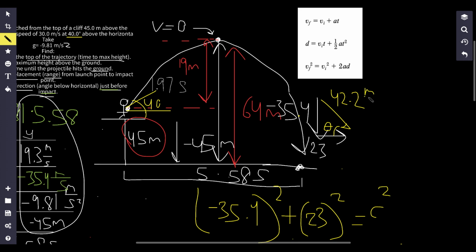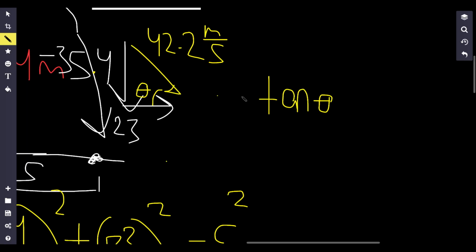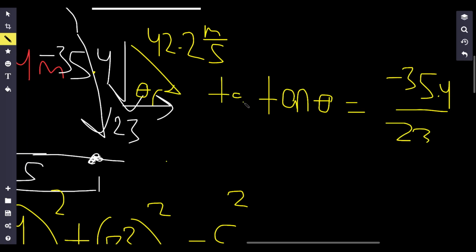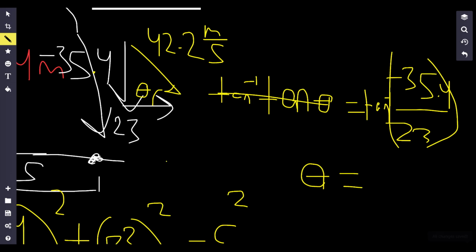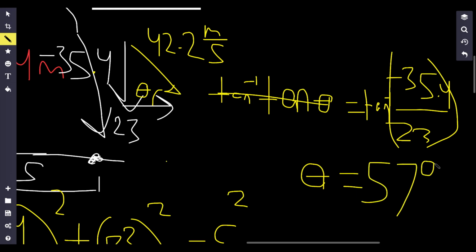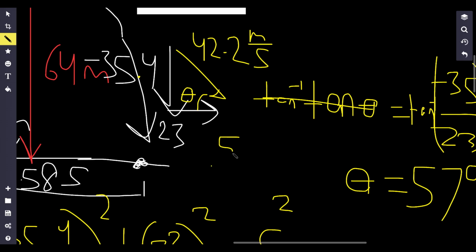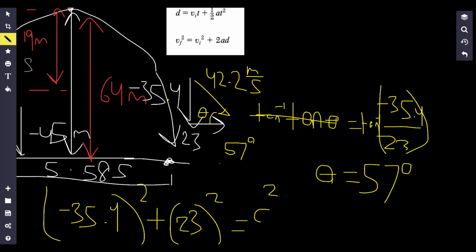But we're not done yet, because remember, velocity has a magnitude. We found the magnitude, but it also has a direction. This angle right over here is going to be equal to inverse tan of negative 35.4 divided by 23. So if I take inverse tan of both sides, then this cancels out, and I get that the angle relative to the ground is approximately 57 degrees. So this angle right over here is 57 degrees. That means my final answer is that we're traveling at a velocity of 42.21 meters per second, and my direction is 57.0 degrees below the horizontal.